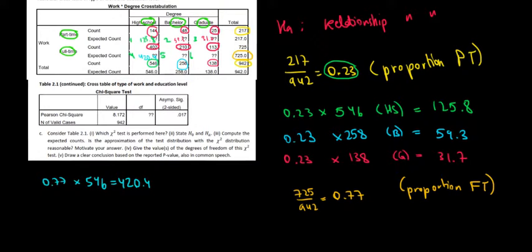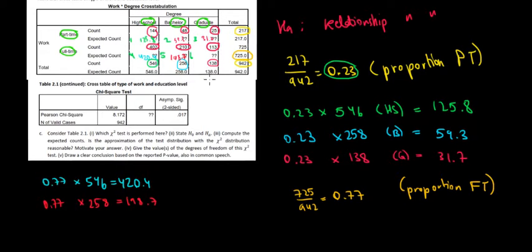Now we go to the next cell, the bachelor students. What do we see here? Out of 258 total students with a bachelor degree, we expect 77% working full-time. So we would have 0.77 times 258. We expect to have 198.7 students with a bachelor degree working full-time. So 198.7. And over here, the last cell, what do we have?